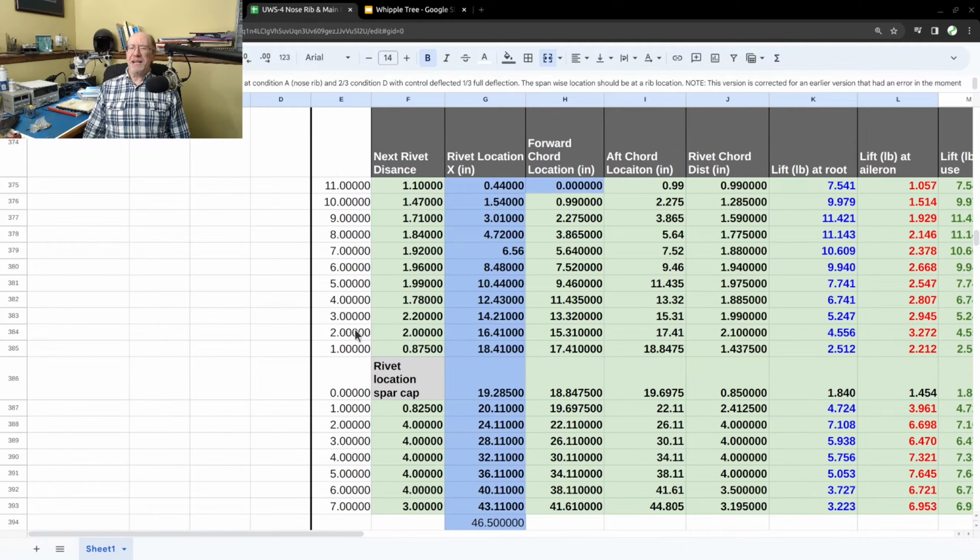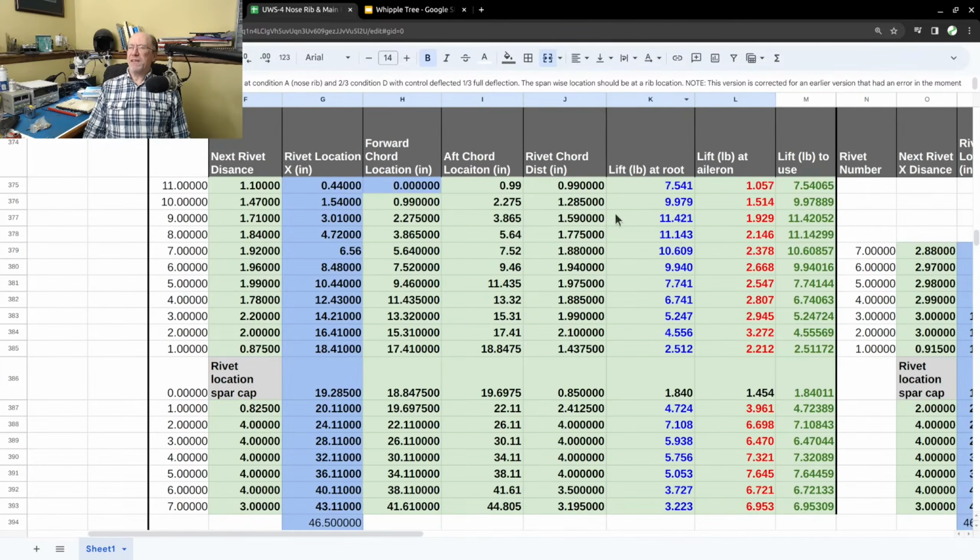So I have 11 rivets up there on the nose. I know the rivet locations, so that's what I was just talking about previously. That first rivet is at 0.44, and then I know what the rivet location is for each of the rivets from the leading edge. And then this column right here, that's the calculated load on each rivet. So maximum load we have is about 11.4 pounds. Minimum load we have is near the spar, 2.2.